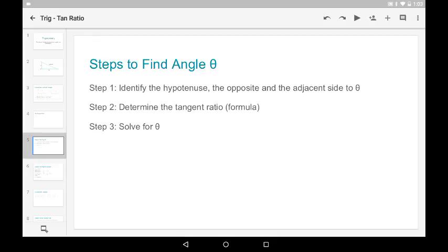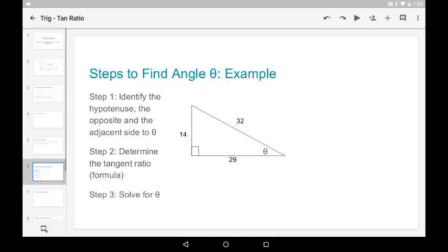Okay, so steps to finding an angle theta. If you're given some side lengths on a right triangle and you need to figure out one of the angles inside the triangle, this is how you do it. Step 1, you identify the hypotenuse, the opposite side, and the adjacent side to whichever angle theta you're talking about. Step 2, you determine the tangent ratio. That's where you write down your formula and you start plugging in whatever numbers you know. And step 3, you solve for theta.